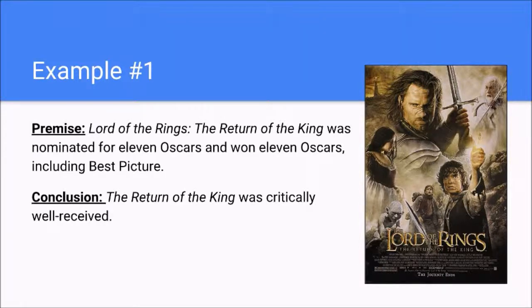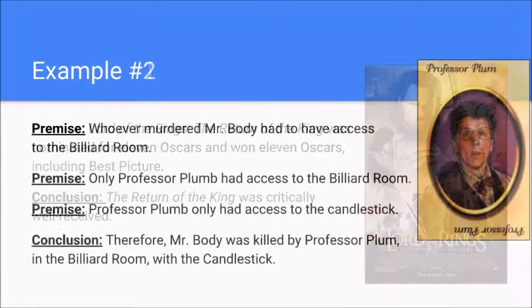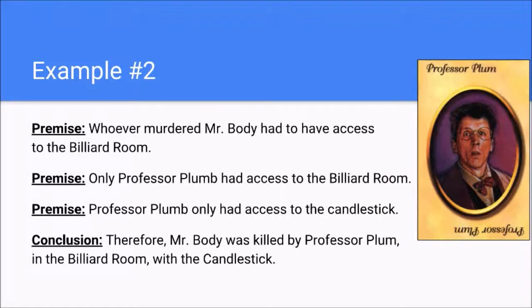No matter how simple or complex an argument is, at its foundational level, it is always a question of premises and conclusions. In the second example, I have 3 premises to support my conclusion. Premise 1. Whoever murdered Mr. Body had to have access to the billiard room. Premise 2. Only Professor Plum had access to the billiard room. Premise 3. Professor Plum only had access to the candlestick. My conclusion: therefore, Mr. Body was killed by Professor Plum in the billiard room with the candlestick.